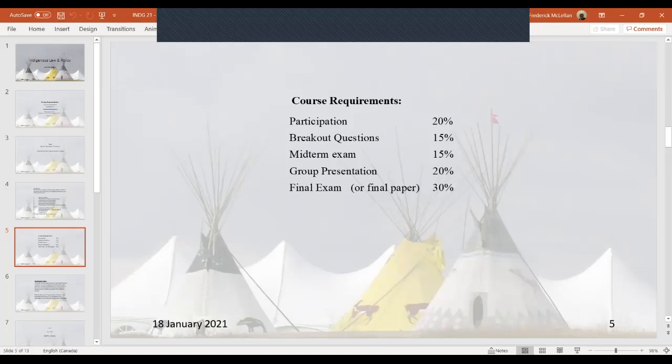So participation is worth 20%. Breakout questions are 15, midterm exam 15, group presentations, that's the last class of the semester, 20%. And you get the option to do a final exam or a final paper.